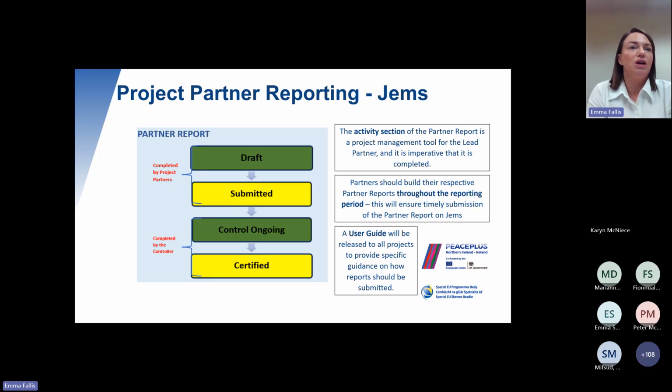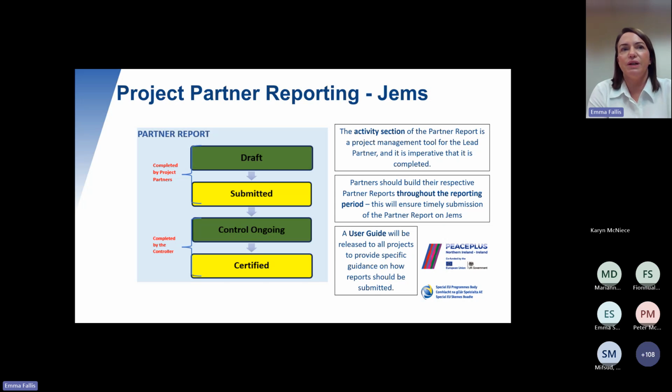So if you have a start date of 1st of January 25, your first reporting period will likely be January, February, March, and on the 31st of March 2025. So during that reporting period, you gather all of your information about your progress and your expenditure. And when you have it complete, all partners will submit that partner report on GEMS.